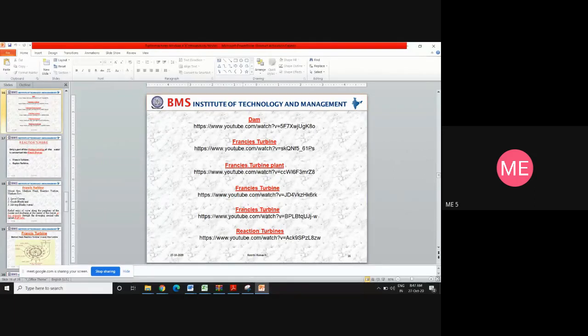Then I'll go for the Pelton wheel turbine, which is the last turbine in this module, where I'll explain the theory. From the next class onwards, I will explain the velocity triangles related to Pelton, Francis, and Kaplan. Is that okay?